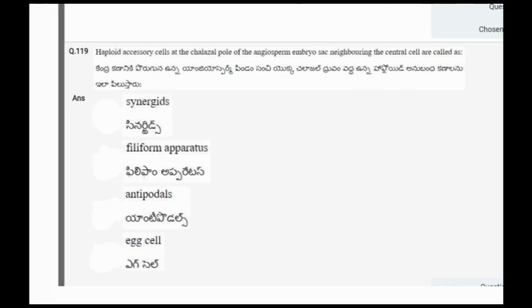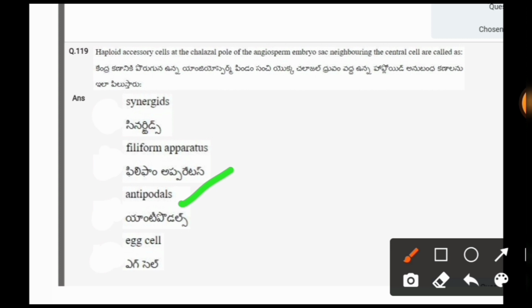Next question. Haploid accessory cells at the chalazal pole of the angiosperm embryo sac neighboring the central cells are called as. The options are synergids, filiform apparatus, antipodals, and egg cell. The correct option is the third one, that is antipodal.